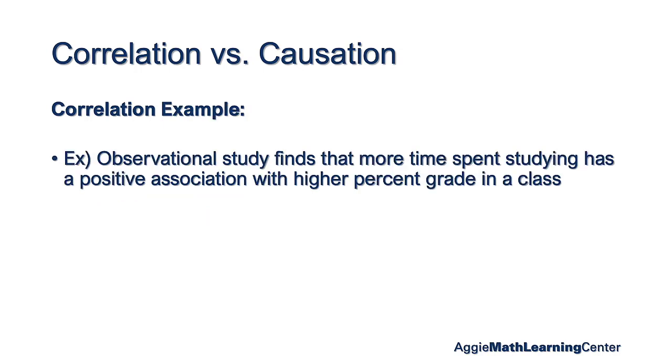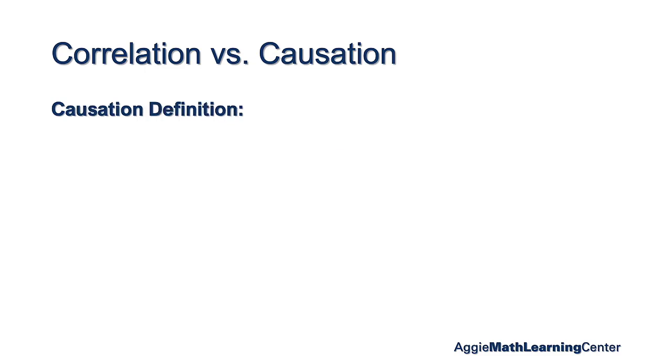An example of a correlation would be where an observational study finds that there is a positive association between time spent studying and percent grade in the class. This means that as time spent studying increases, the percent grade likewise increases. However, since this is only an observational study, we cannot state that spending more time studying causes you to have a higher grade.